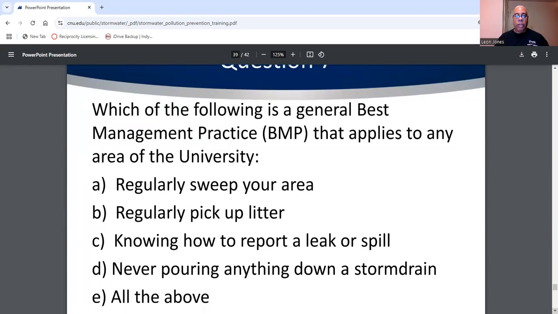Which of the following is a general best management practice that applies to any area of the university? What you need to do is never pour anything down a storm drain. Regularly sweep your area, pick up litter. Just say all of the above. All of the above.